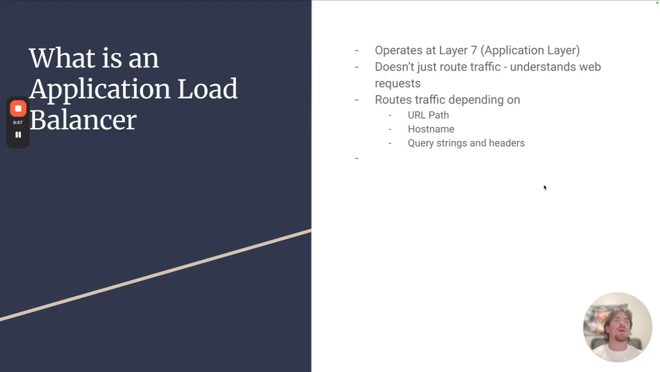For example, it can route traffic to different backend servers depending on the URL path, like /api versus /images, the host name, like api.mysite.com versus blog.mysite.com, or even query strings and headers. This makes the ALB ideal for modern architectures like microservices or containerized applications, where many smaller services can handle specific parts of a larger app.